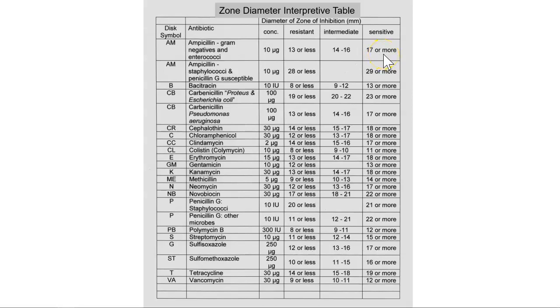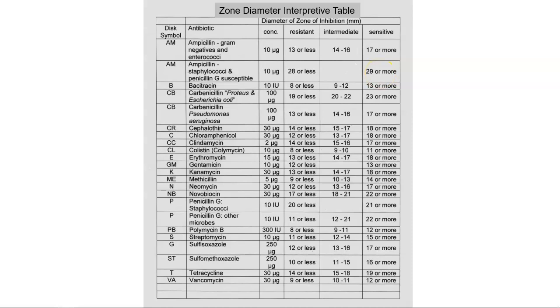But look, down below we've also got ampicillin. It says here we're looking at staph and penicillin G susceptible organisms. A resistant value is 28 or less. So you can see this is much less than the 13 above. In order to be able to consider the organism to be considered susceptible, it has to be at 29 or more. So there are many different ways that this table becomes interesting.